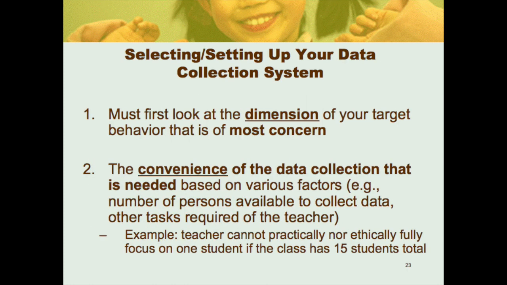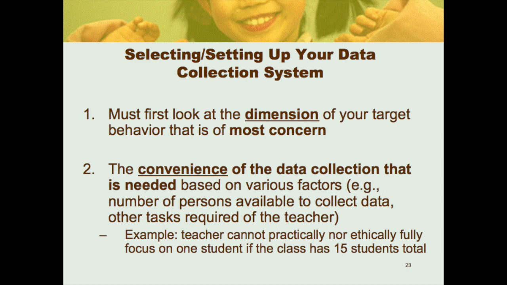Now that we know the dimensions, we must do 2 things before selecting and setting up our data collection system. The first is to look at the dimension of your behavior that is the most concerning. For example, if the behavior is self-injurious behavior, which could be slapping self, biting self, or hitting head against a wall, the most important thing to address first would be the hitting head against the wall, as it has the highest potential to harm the student.